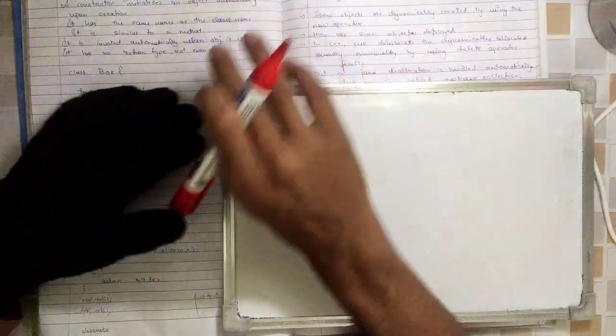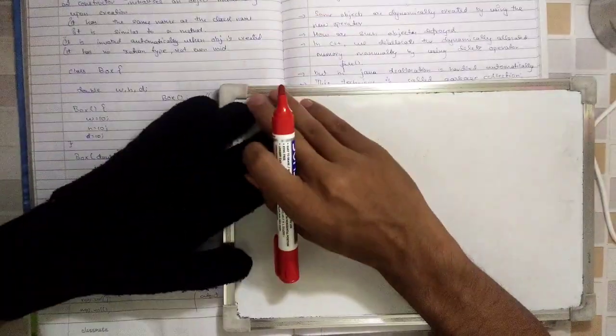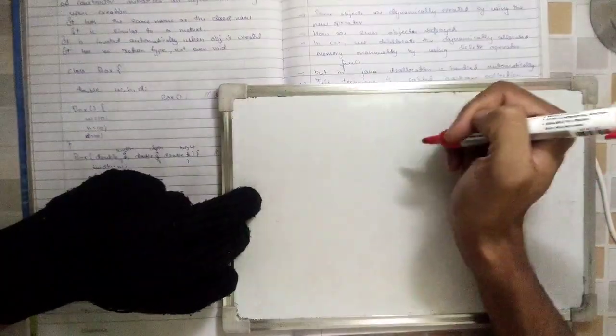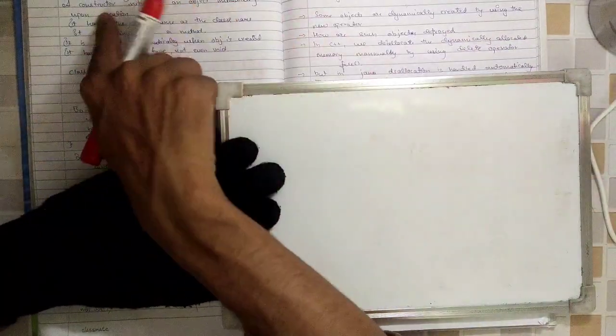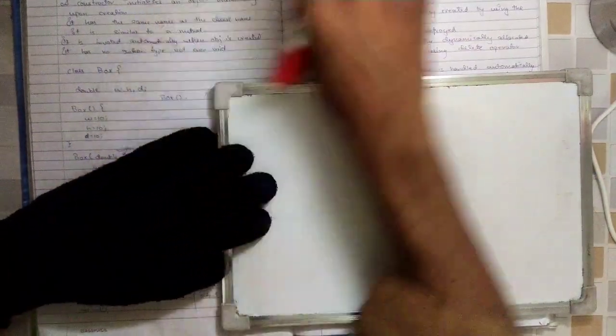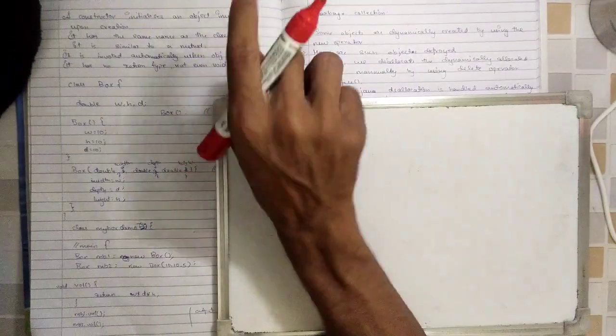Okay, so now we will talk about constructor. Sometimes what happens, it is a problem for us every time to create an object and separately allocate memory however we write; it's a headache. That's why we go for a constructor. So let us read the definition of a constructor. A constructor initializes an object immediately upon creation.